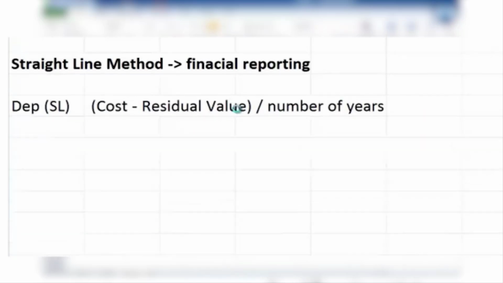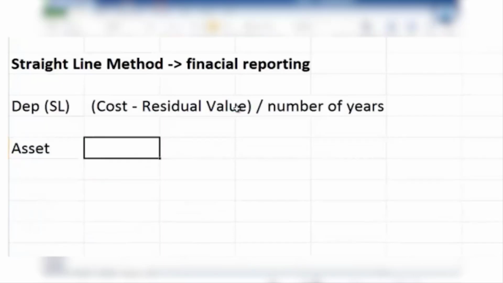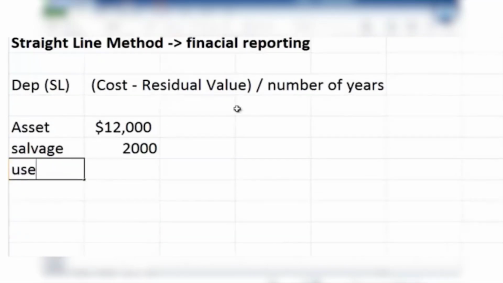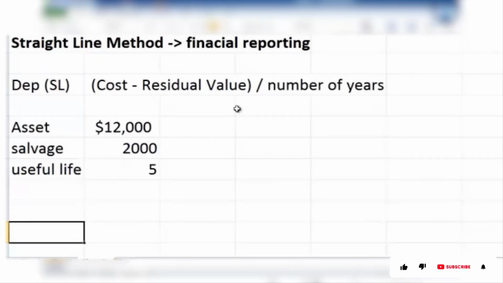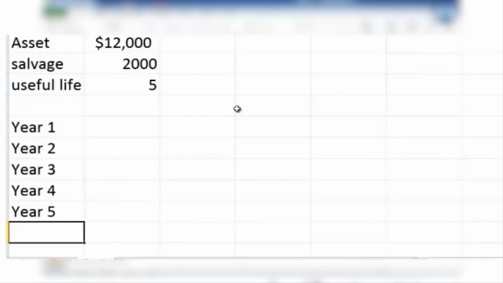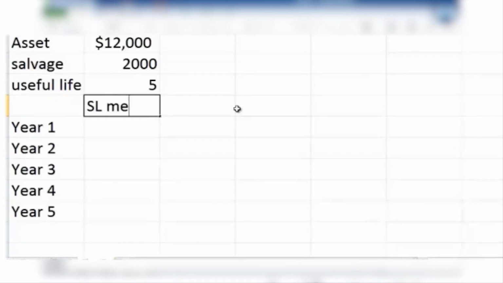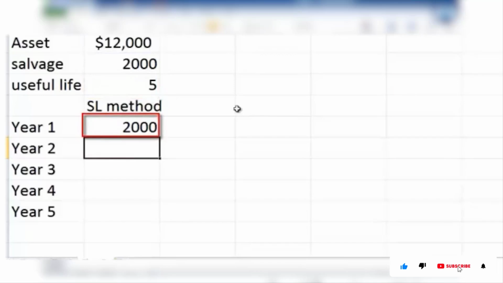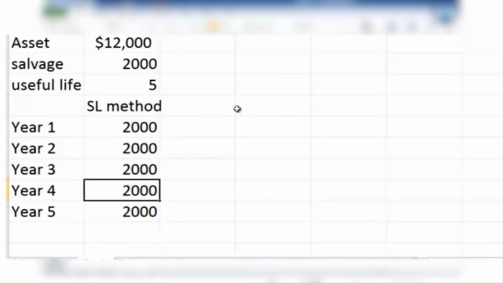Say, for example, we have an asset that is worth $12,000, and let's say the salvage value or residual value is around $2,000. So what will be the depreciation? Assuming the useful life is 5 years, the depreciation expense charged in each year will be the asset cost minus the salvage value, divided by 5. Let me make this in a tabular format: Year 1, 2, 3, 4, 5. This is the straight line (SL) method. Depreciation will be 12,000 minus 2,000 divided by 5. This comes out to be 2,000 each year, and it remains constant for all 5 years.